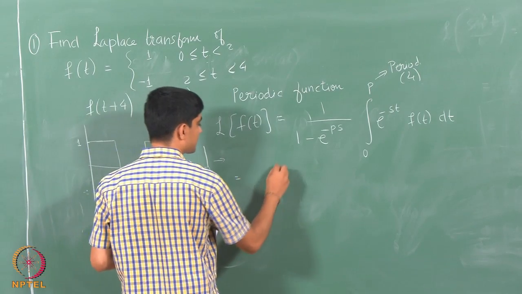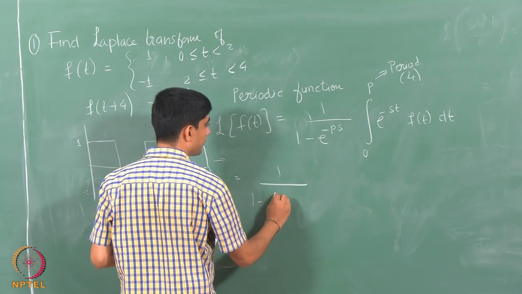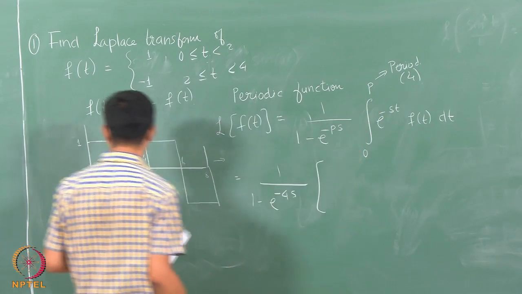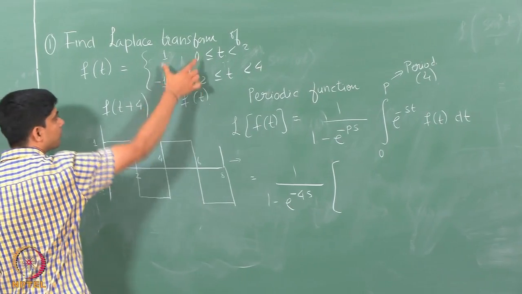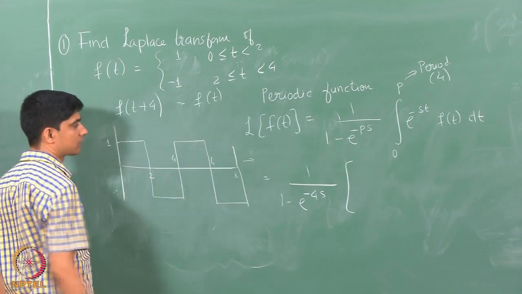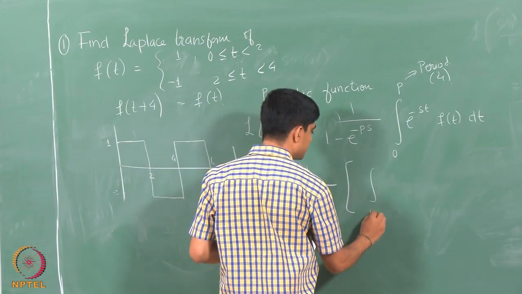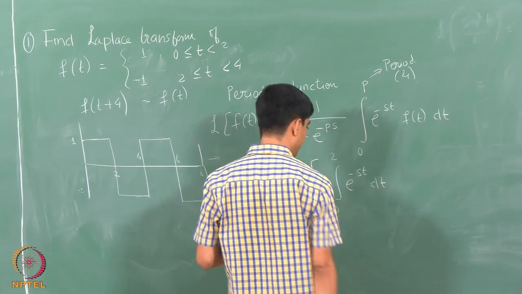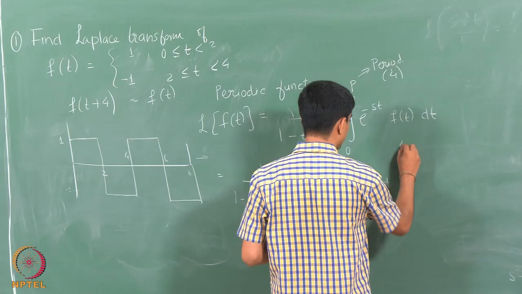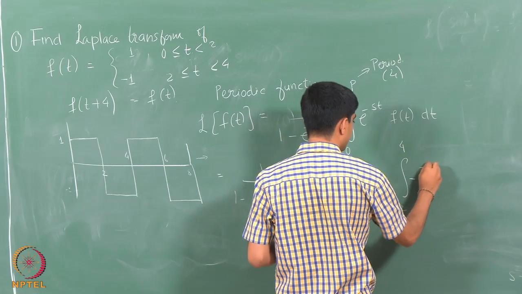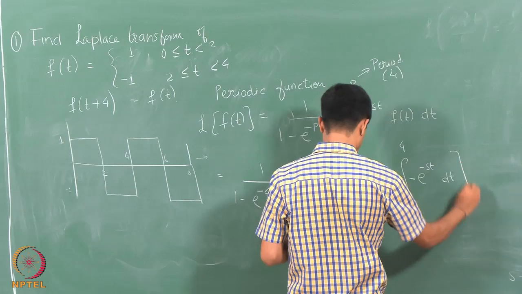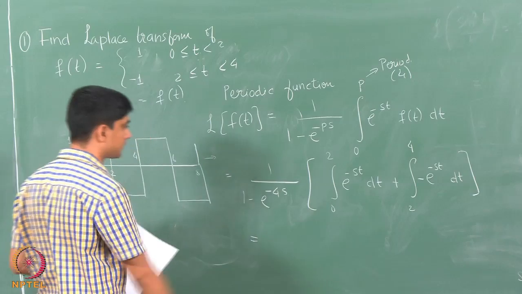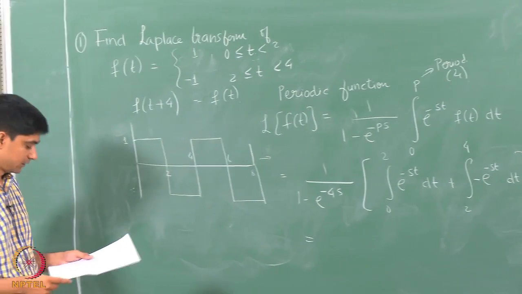So, this would simply now translate to 1 over 1 minus e power minus 4s, and this signal from 0 to 4 has two components, from 0 to 2 this component and from 2 to 4 this component. So, I will integrate each individually, 0 to 2 e power minus st dt plus 2 to 4, it is a -1 there, so this will be minus e power minus st dt. Then I just skip all the computations. This is a very straightforward integration which you learn very early in your high school.